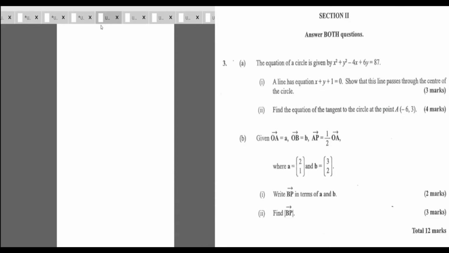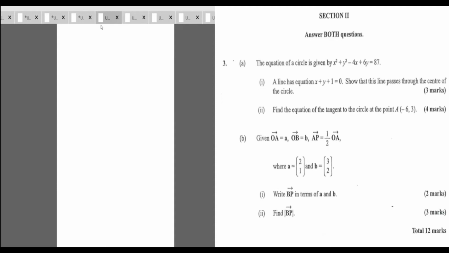x squared plus y squared minus 4x plus 6y equals 87. It says a line has an equation x plus y plus 1 equals 0. Show that the line passes through the center of the circle.